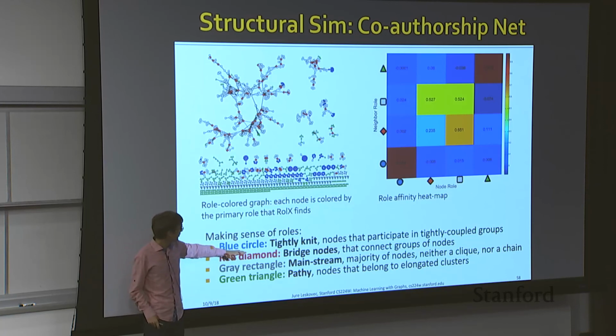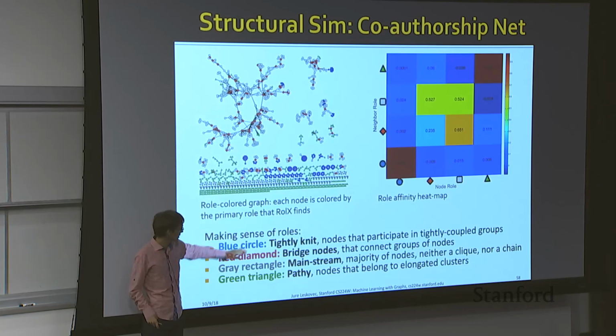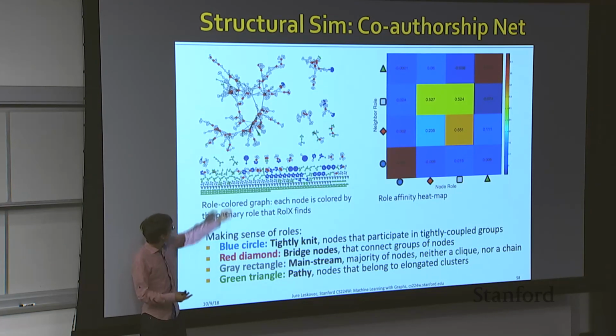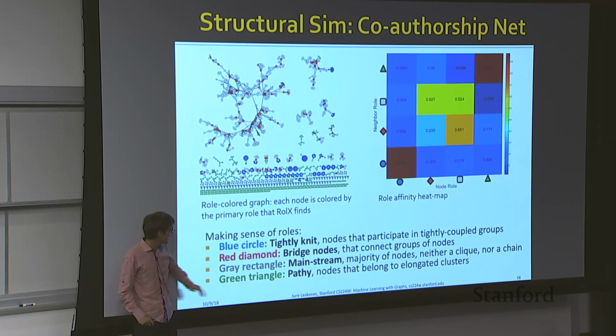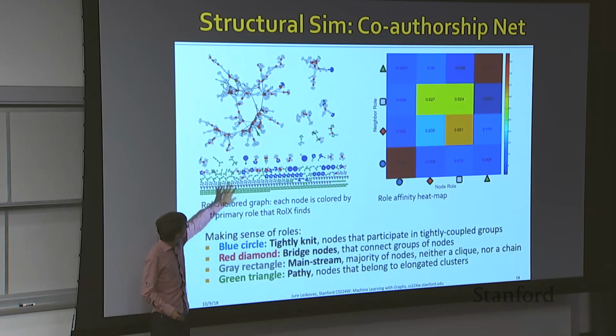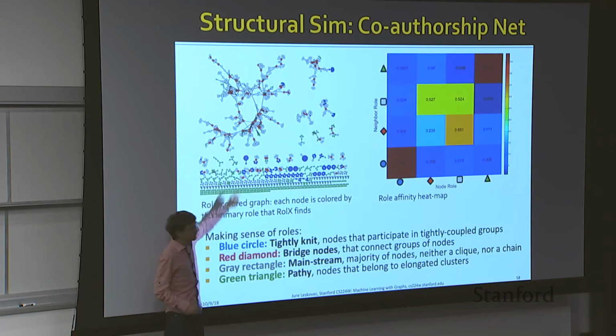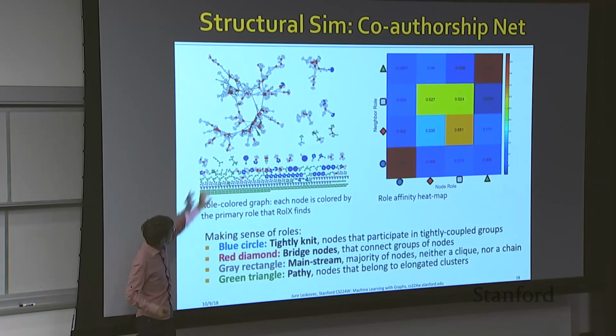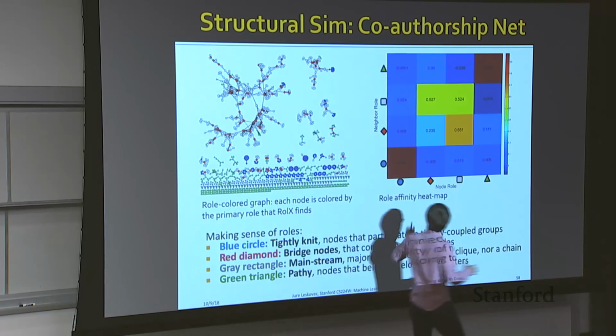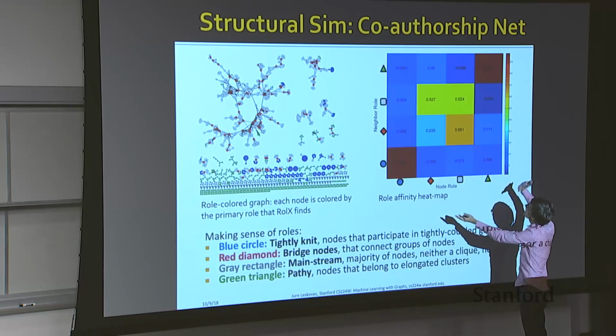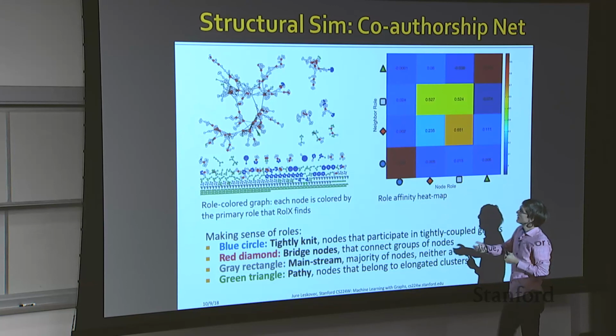So they have blue circles, which are tightly knit communities, red nodes that are bridges and centers of stars, gray rectangles that are everything else, and green nodes that are parts of long paths. This is the picture, and here is the similarity between different roles, right?